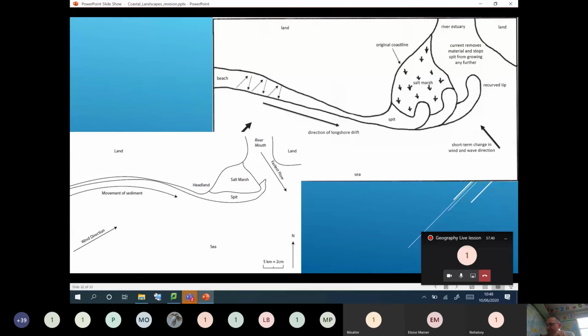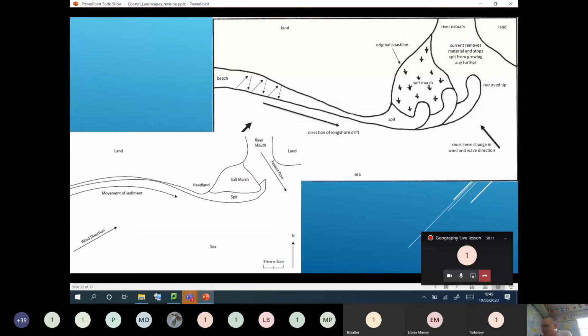You are on fire today. Superb. Deposition. So we know the salt marsh is formed by deposition. It's when the waves have less energy. Why might the waves have less energy at that point where the salt marsh is? What's stopping the waves having energy? What's getting in the way of the waves?